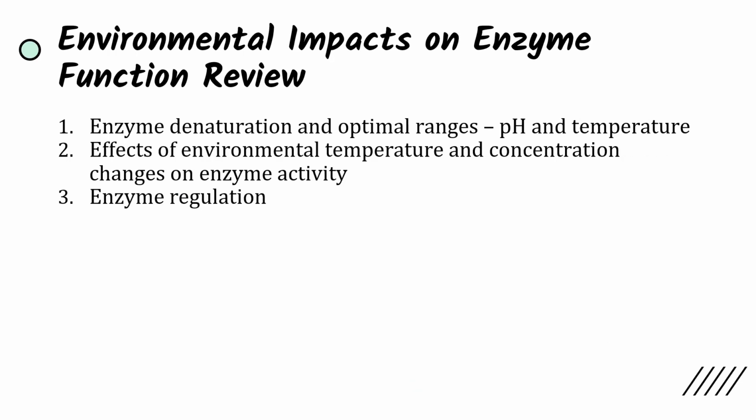This has been a pretty packed lesson, but here's some environmental impacts on enzyme function. So, enzyme denaturation and optimal ranges. pH and temperature can both denature the enzyme when they're too low or too high, stopping enzyme function. There are effects of environmental temperature and concentration changes on enzyme activity. As temperature increases, generally enzyme activity is going to increase as well as molecules are moving around faster until you go past this optimal zone where then the enzyme denatures.